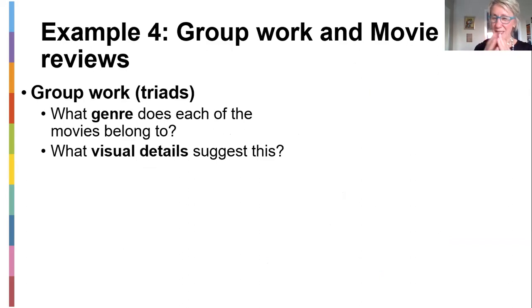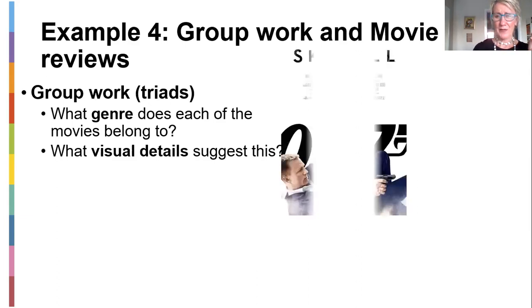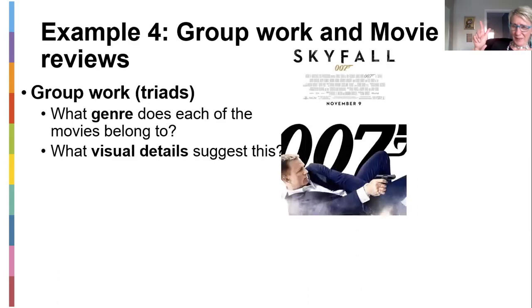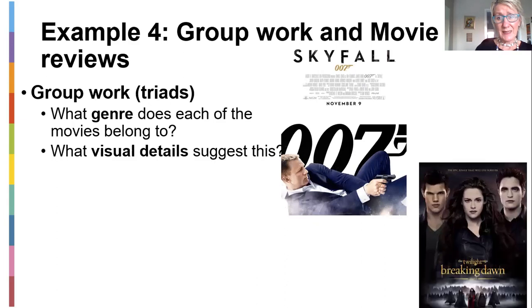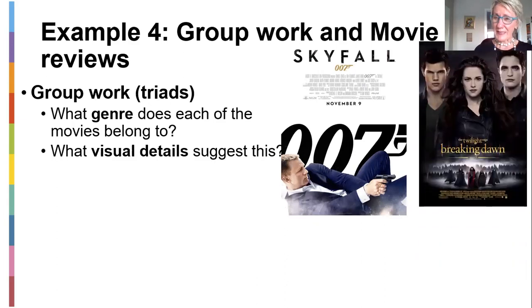What visual details suggest that there might be action? For instance, here we've got Daniel Craig lying back, ready to shoot his revolver. Very much an action movie, so they'll have to say why they're saying it's that. We've got Breaking Dawn, you might say it's horror, because it's the vampires and the ghouls and they're all dressed in black, and you've got this misty, scary, witches-like ring there as well. So that could be a horror.